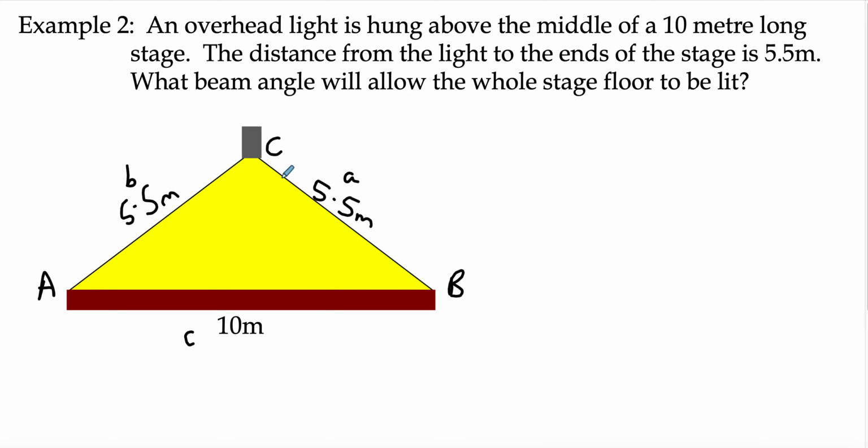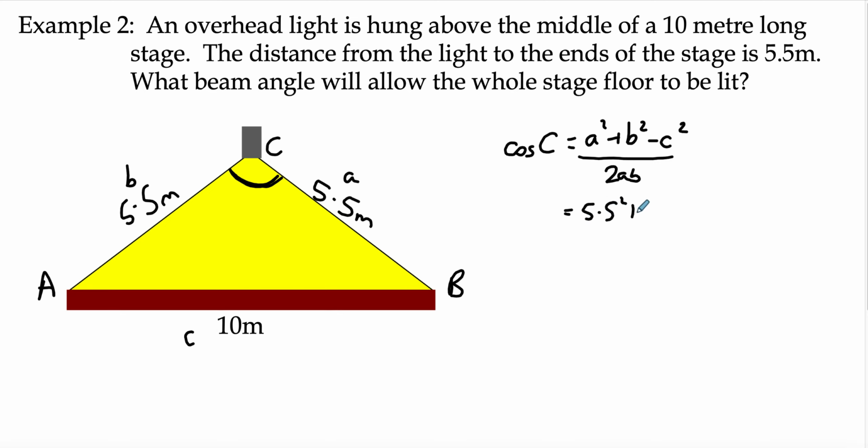What beam angle, in other words, it's asking for this angle here. What angle will allow the whole stage to be lit? Again, we're dealing with angle C, so I'm going to use cos C is equal to a squared plus b squared minus c squared all over 2ab. I put in my numbers here, so a is 5.5 squared, b is also 5.5 squared, and c is 10 squared, all over 2 times 5.5 times 5.5.